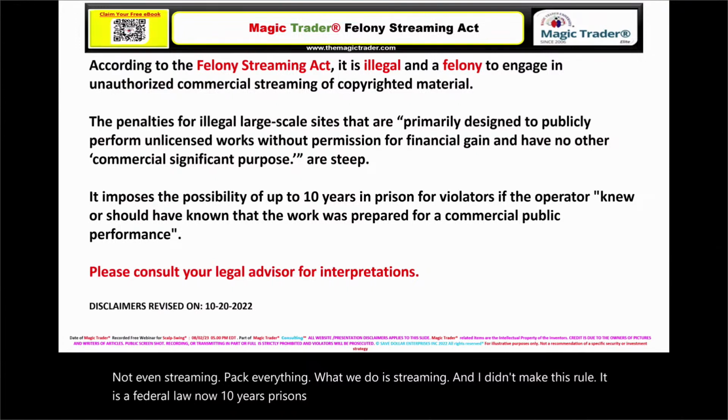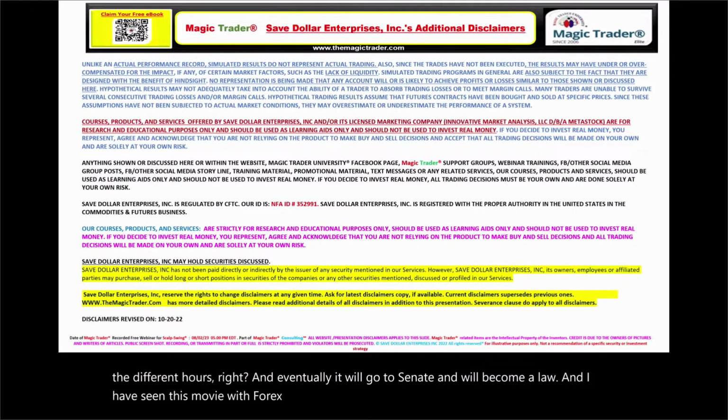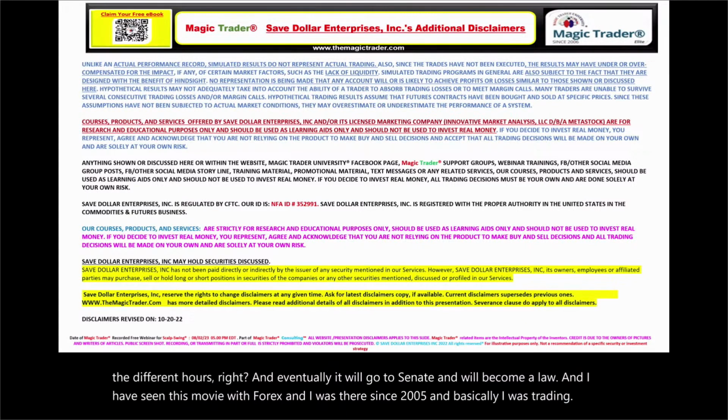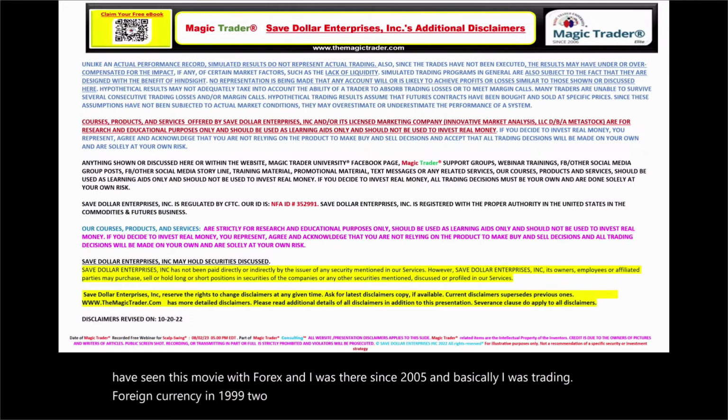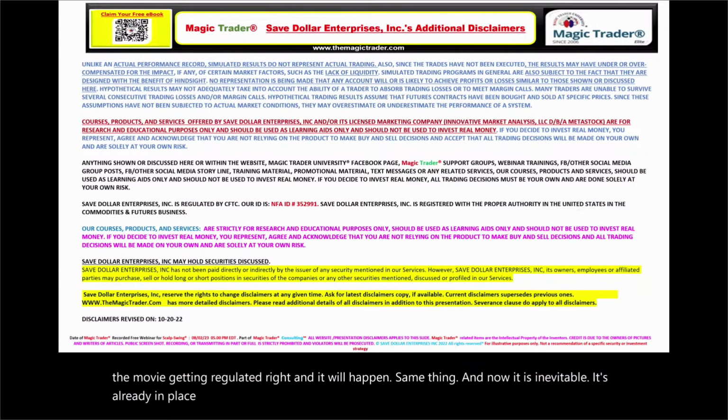As we speak, the House is debating all the different HRs, right? And eventually it will go to the Senate and will become a law. And I have seen this movie with Forex. I was there since 2005, and I was trading foreign currency in 1999, 2000. I started, so I've been around the block. I have seen the movie of getting regulated, right? And the same thing will happen. Now it is inevitable. It's already in place. They allocated $150 million a couple of weeks ago to the CFTC to handle it, which tells you it's becoming a law. So be prepared.